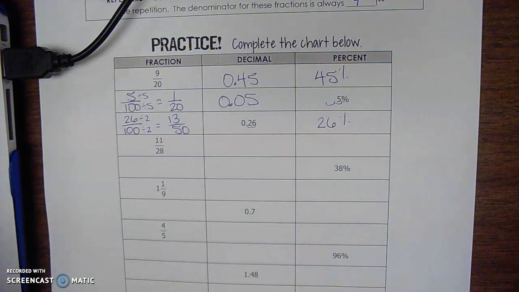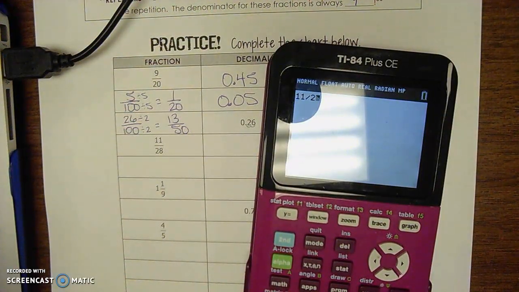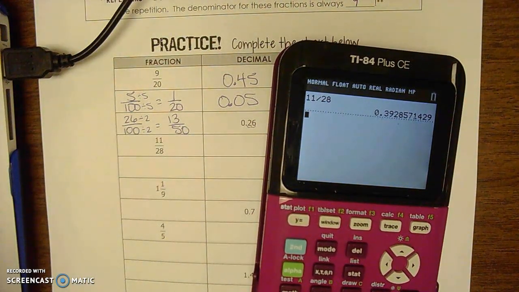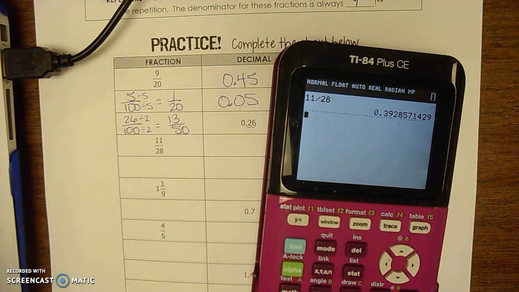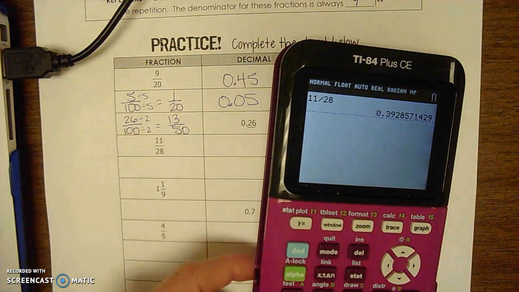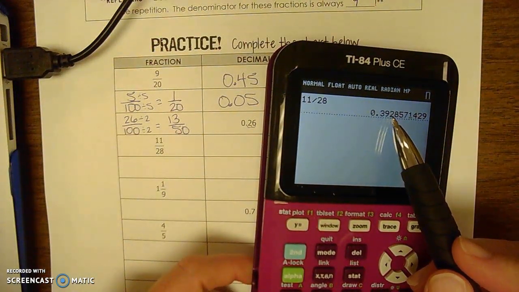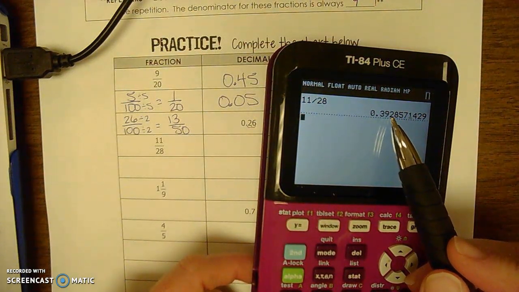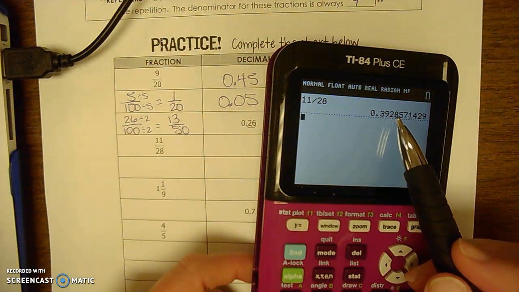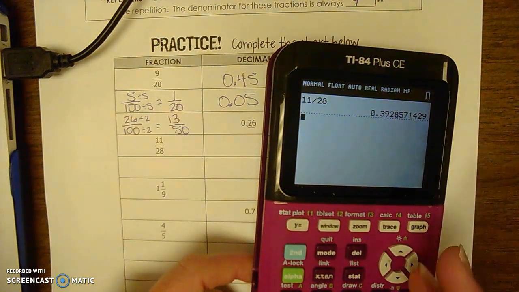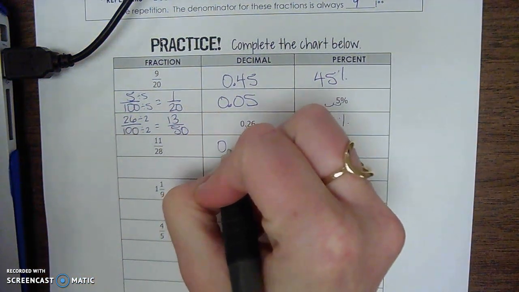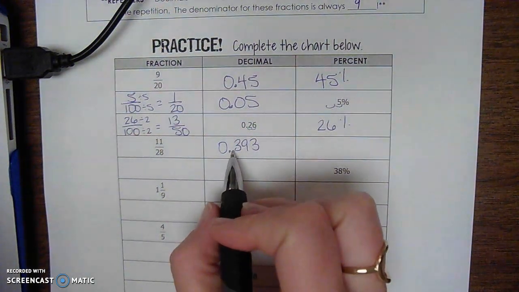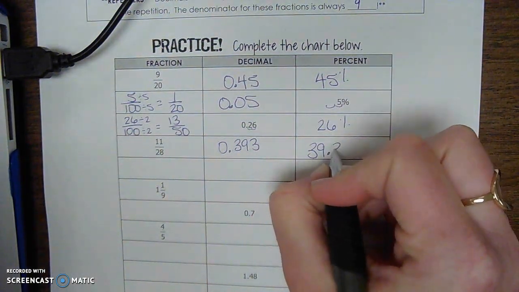11 out of 28. This one's a little bit different because when we plug it in, we get this really long decimal. So what I want you to do is always go to 3 numbers after the decimal point. So 1, 2, 3. Now you need to look at the 8. The 8 tells the 2 to round up. So we would have 0.393 is what I want you to put for your decimal. Then when we move it twice, we have 39.3%.